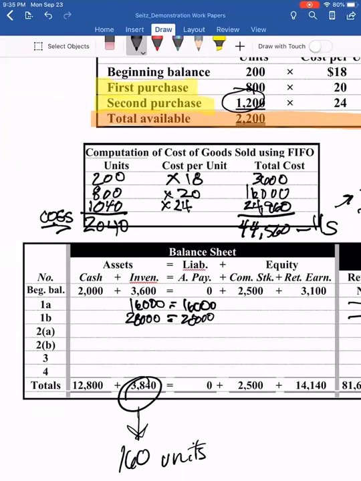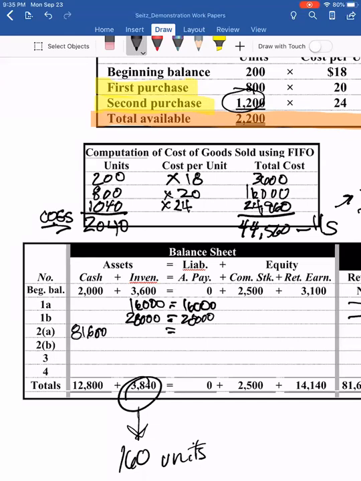2A says that the company sold apples. They sold 2,400 apples for cash at a selling price of $40 a piece. Now there's two sides to this. The amount of cash that we brought in, let's go ahead and record the amount of cash that we brought in. That would be 2,040 times $40. So we brought in $81,600 in cash in sales.